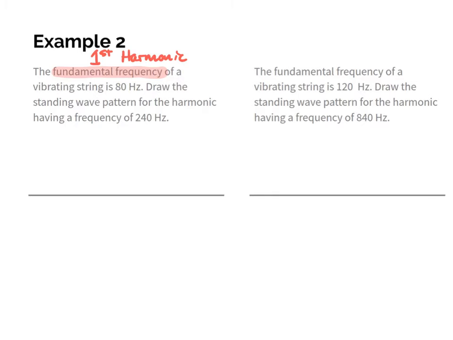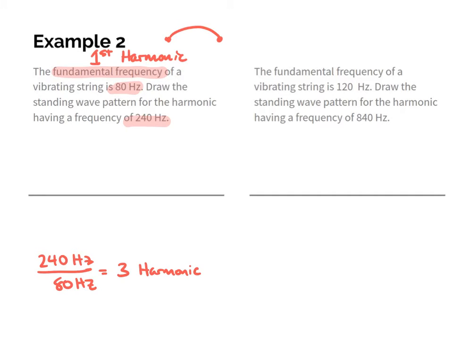So here it says the fundamental frequency is 80 hertz. If I were to sketch that, that first harmonic would look something like this. So I want to know, what would the harmonic look like if I were to have a frequency of 240 hertz? What I want to do is relate that to the fundamental frequency of the first harmonic. When I compare 240 hertz to 80, if I just divide those two numbers, I'm going to get 3. I know that 240 is 3 times bigger than 80. That means that we're going to technically be on the 3rd harmonic.